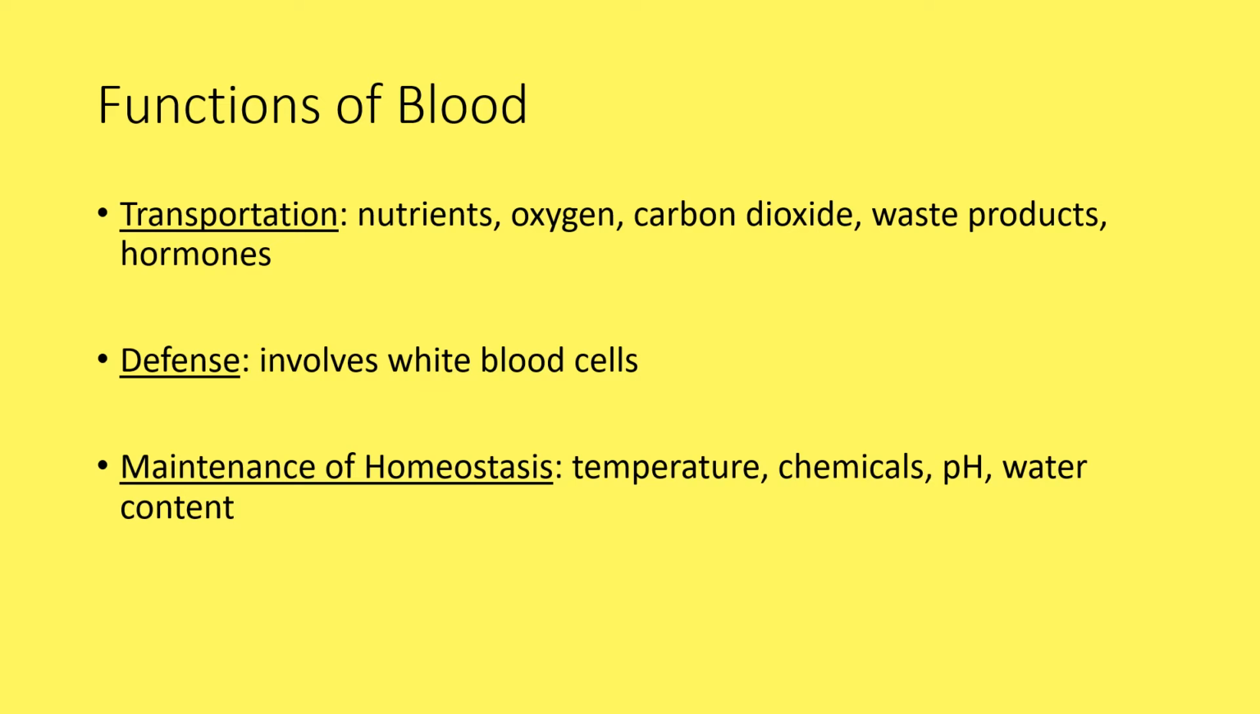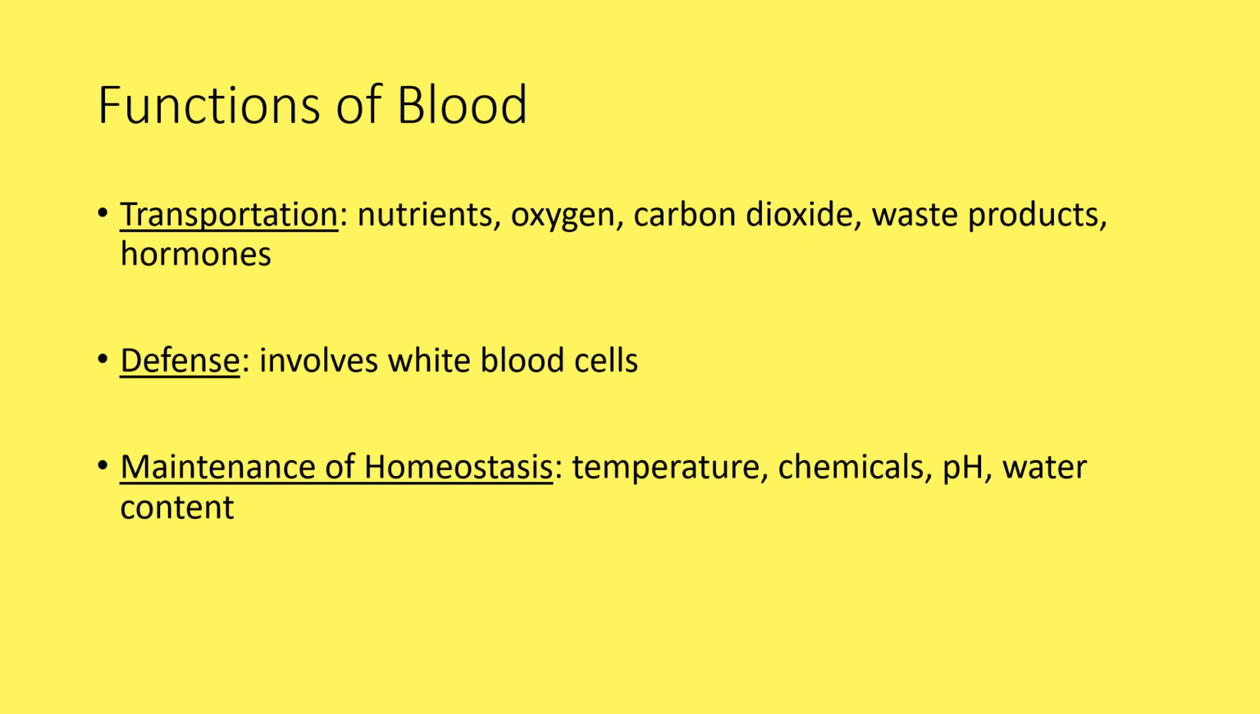Overall, the function of the blood, number one, is transportation. You have nutrients that are dissolved in the blood. You have oxygen, carbon dioxide, other waste products. You have hormones. All of these are being transported from one area of the body to another area where it's needed, or like waste products where you have to get rid of it. So that's part of the function of the blood, is to transport all of these items.